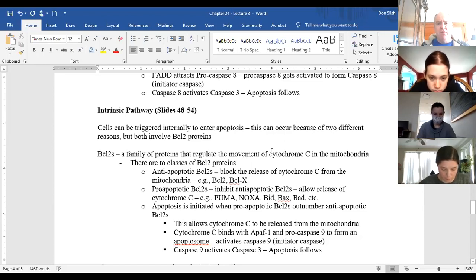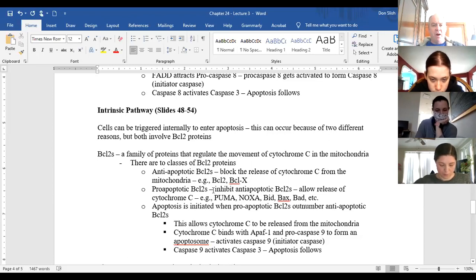BCL2s are in the membrane of the mitochondrion, and they're keeping cytochrome C inside the mitochondria. Cytochrome C is a member of the electron transport chain, and it normally is in the inner membrane or associated with the inner membrane of the mitochondria. But if it gets released from the mitochondria, it will cause apoptosis. So you've got these anti-apoptotic BCL2s, which are BCL2 and also BCLX. These are inhibiting release of cytochrome C from the mitochondria.